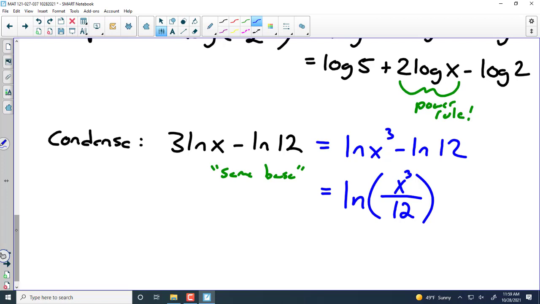So what happened here was we used the power rule. And actually what happened here was we just used the quotient rule. The product rule didn't really come up. We just used the quotient rule to do that last step.